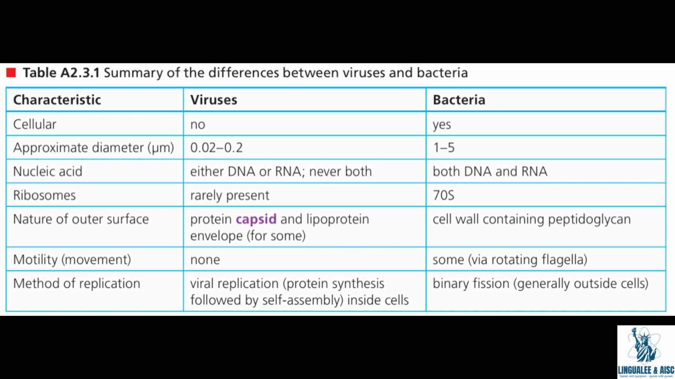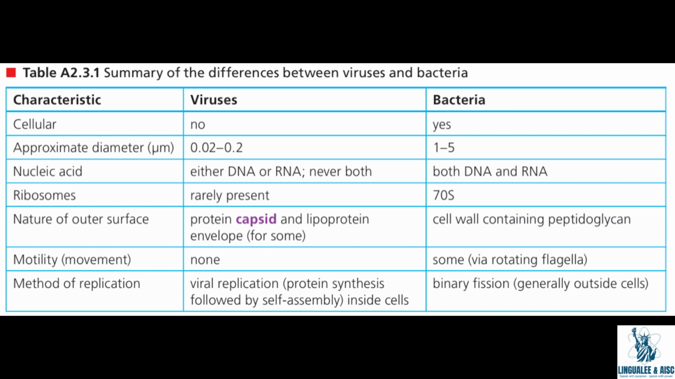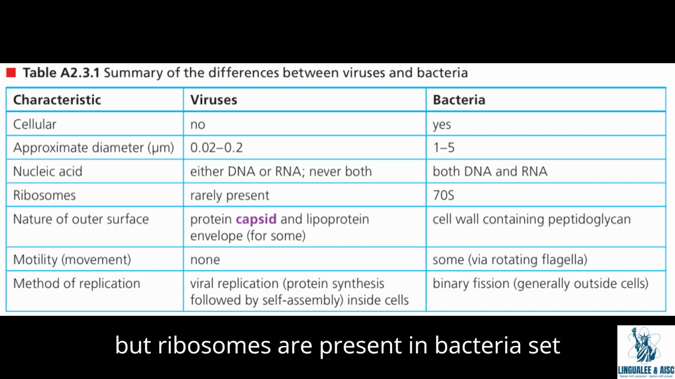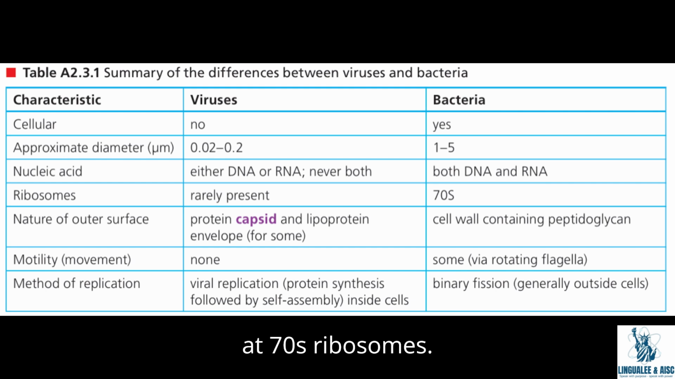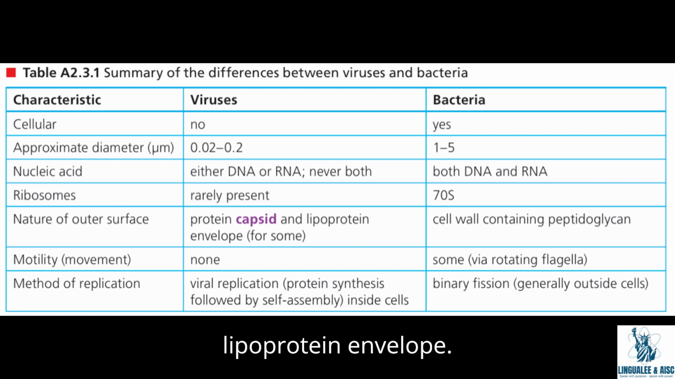Nucleic acids. Viruses carry either DNA or RNA, but never both. Bacteria have both DNA and RNA. According to the ribosomes, we can say that ribosomes are rare in viruses, but ribosomes are present in bacteria as 70S ribosomes. Outer surface. Viruses may have a protein capsid and sometimes a lipoprotein envelope. Bacteria have a cell wall made of peptidoglycan.